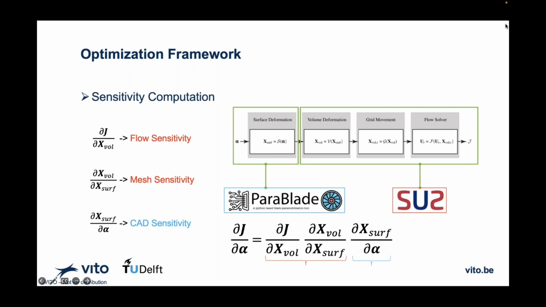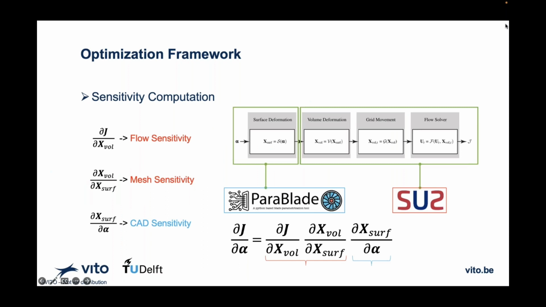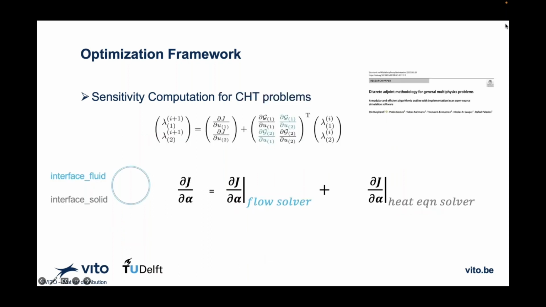Next, you would wonder, how do we compute the sensitivity? A part of it comes from the SU2 computation, which gives the flow sensitivity and the mesh sensitivity for a given set of design variables. And the rest, which is the CAD-based sensitivity, is obtained from the ParaBlade solver.